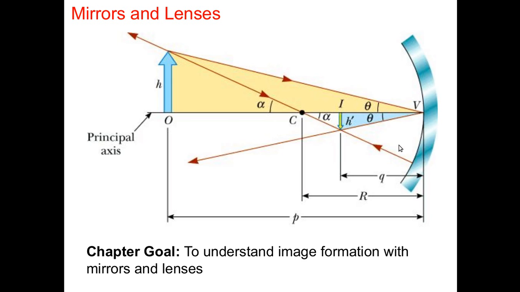In chapter 23, we're going to talk about mirrors and lenses. And last chapter, we dealt with them as kind of an introduction to reflection and refraction. Whenever a ray was being reflected off of a surface, that was a reflective surface. That's what a mirror is. So when we deal with mirrors, we're going to talk about the law of reflection.